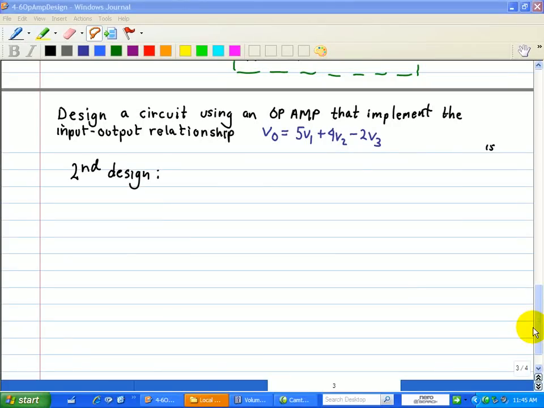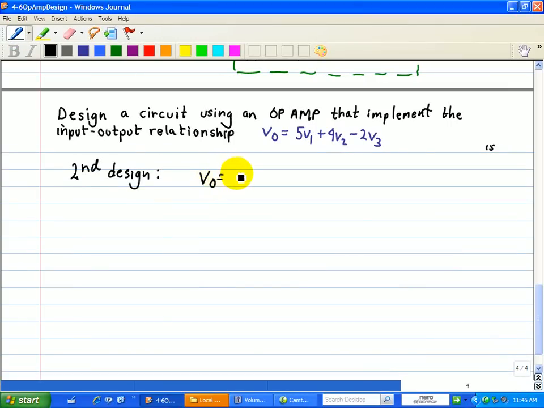The previous design looked at implementing this equation using inverting op amps. We're also going to implement it, but we're going to try to minimize the number of components. One way of doing this is looking at this equation and rewriting it as follows, where our second design will involve VO equal to -2 times (-2.5 V1 - 2V2) - 2V3.